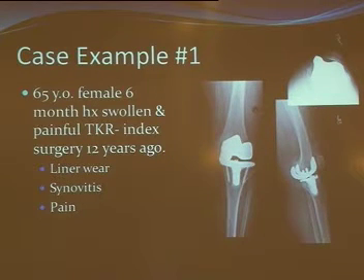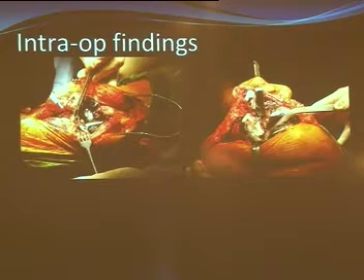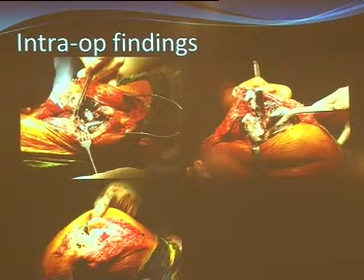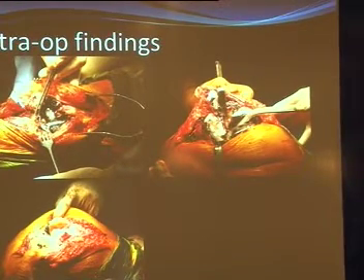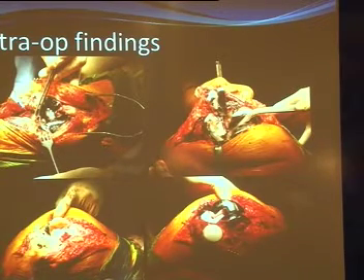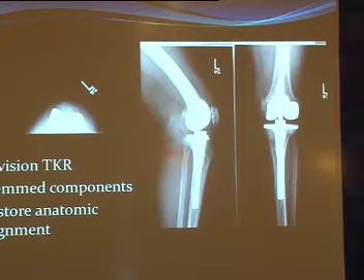Just case examples, a 65-year-old female with synovitis and pain, with a lot of metallosis found intraoperatively, and the poly is worn out. So after removal of everything, as we said, you can see the whole removal of the components, and the bone is good. And this is the final components in place, just a TC3, no hinged implant. And this is the final result we can see.